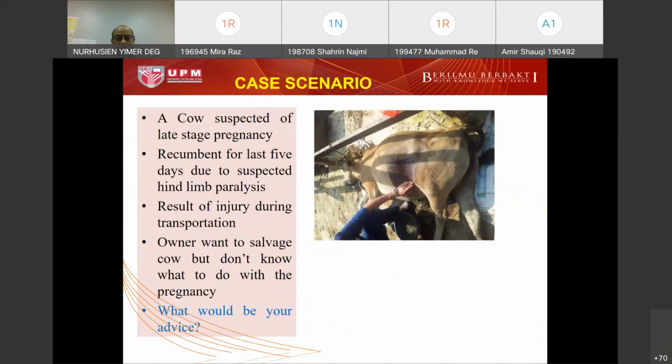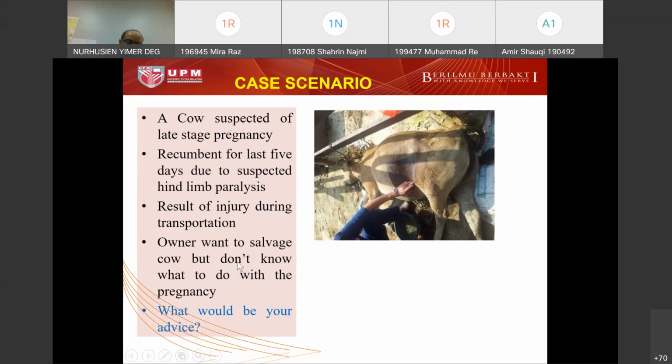All right, and this is just an example of a scenario for you, stating that this is a cow which is suspected of having a late-stage pregnancy, complained of by the owner, and it was recumbent for almost 5 days due to suspected hind limb paralysis. This is a real case actually that we visited a long time ago.